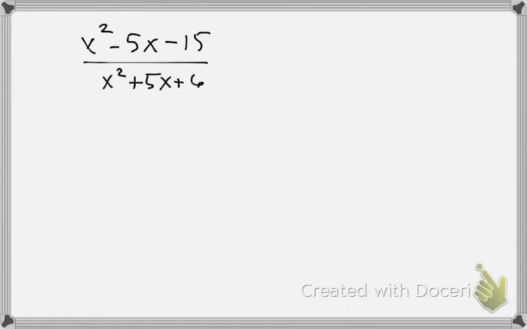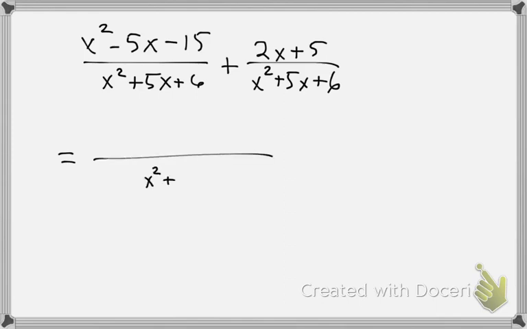What if I have x squared minus 5x minus 15 over x squared plus 5x plus 6, plus 2x plus 5 over x squared plus 5x plus 6. Do I have a common denominator? See, yep, one last time. Then I rip that rug out from under you. Your common denominator is x squared plus 5x plus 6, right?